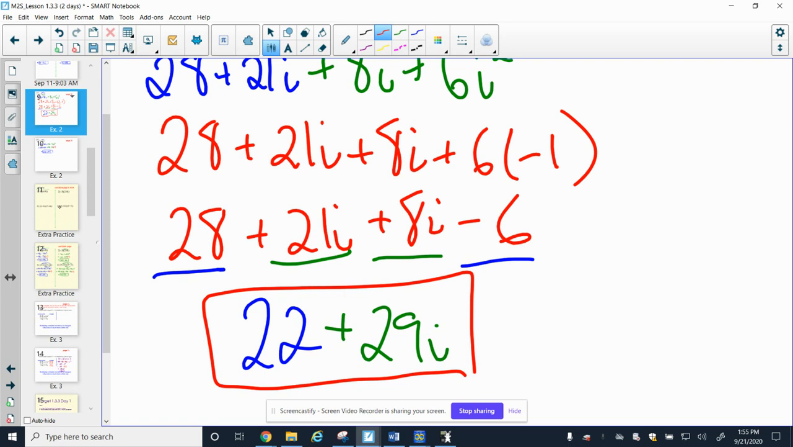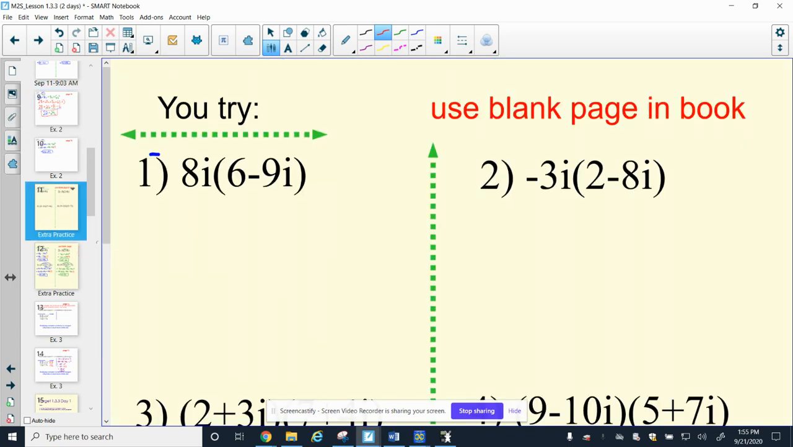Let's get some more practice with this. Okay, so now just find a blank page in the book. You have tons of them. Why don't you guys start by doing number 1 and then number 2. We'll check in and see how we did.